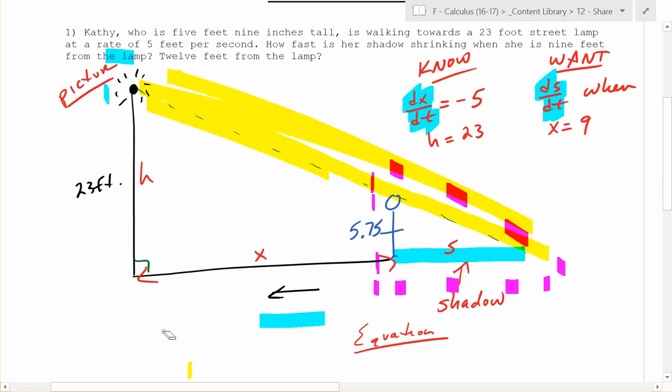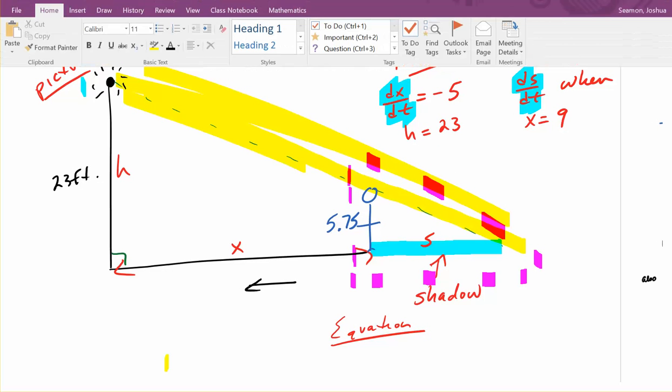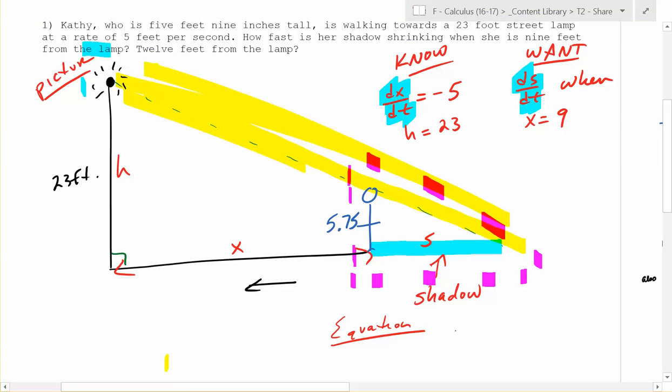There's something that has to do with 5.75. Yep. Do you want me to give you the first half of the ratio? You know that s over 5.75 has to equal something. s plus x over what? 23. h. Just do h. We're going to substitute that in a second. So do you see what's going on here?